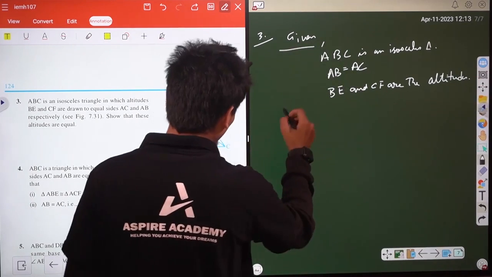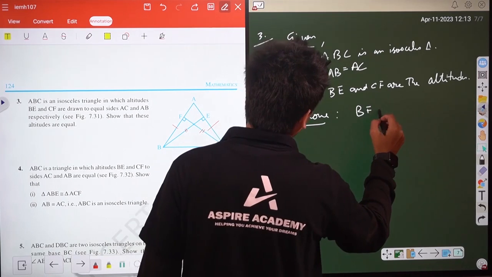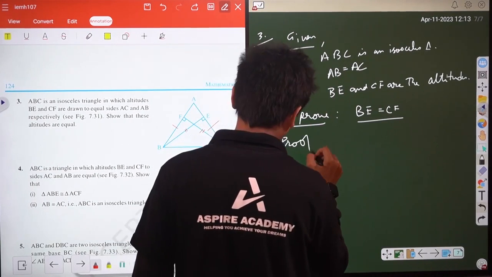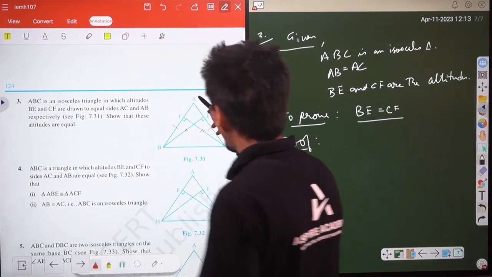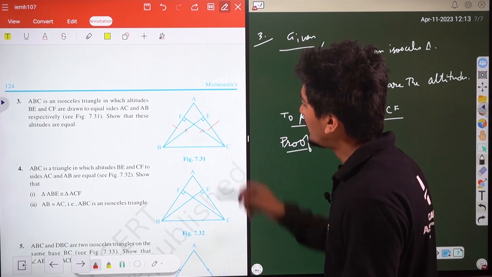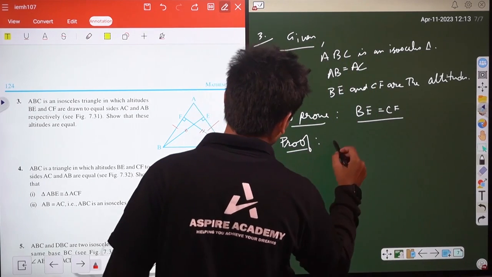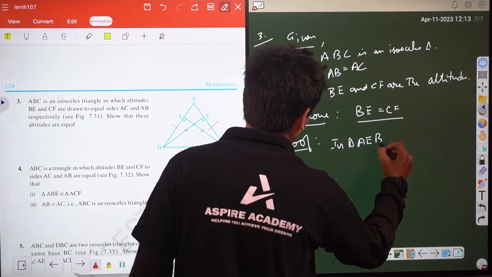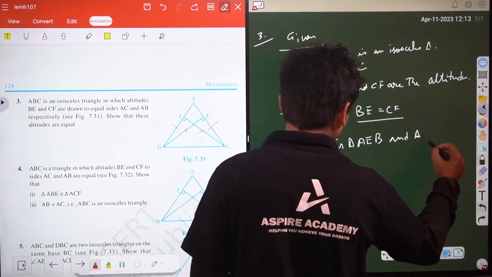So what we need to prove? To prove BE is equals to CF. Okay, now see here the proof. First of all, in this triangle AEB and in the triangle AFC, these are the two triangles. That means in triangle AEB and triangle AFC.